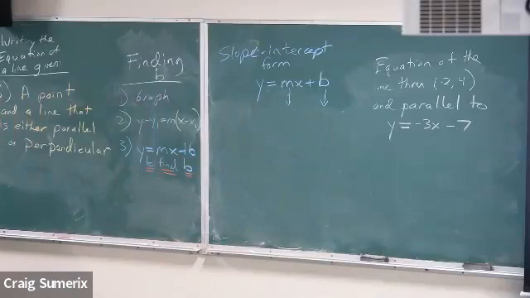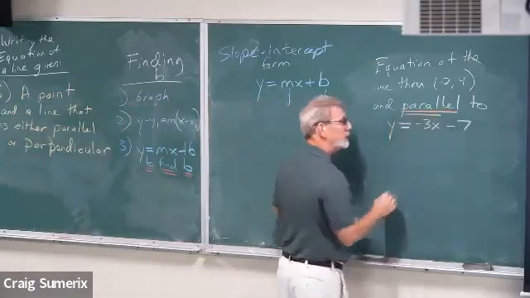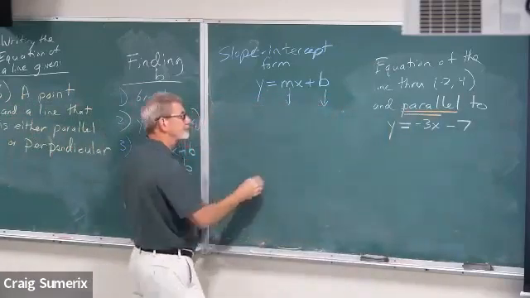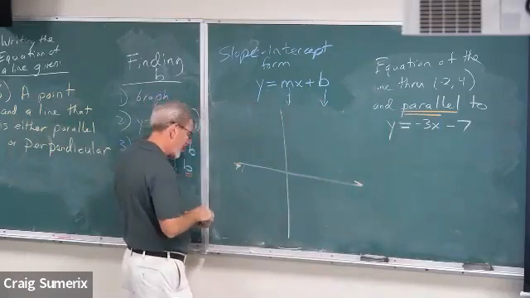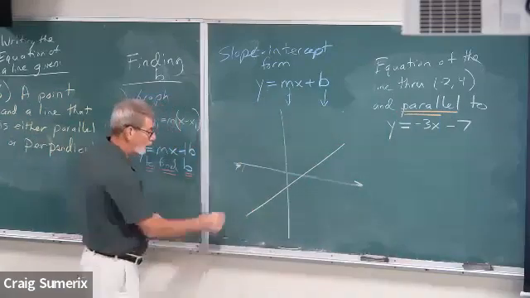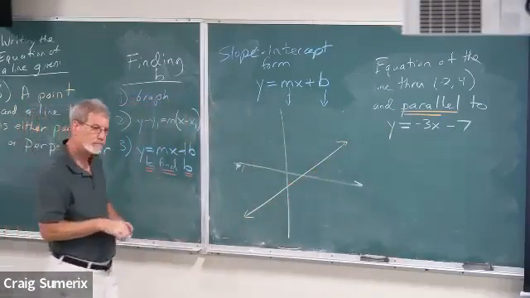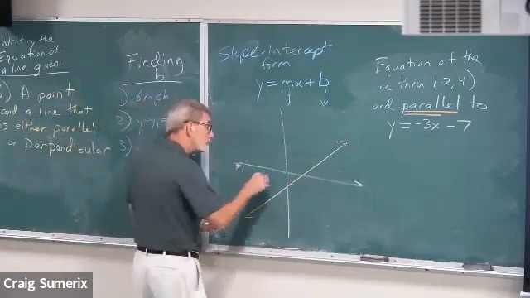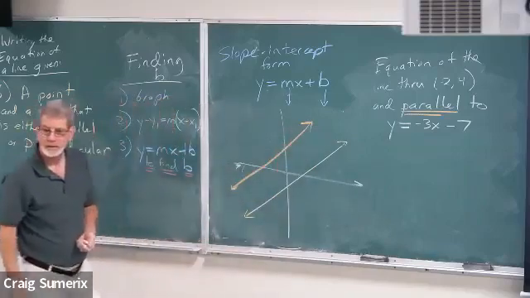Okay. What's the key word here? What's different about this one? Parallel. Exactly. The word parallel. What do you know about parallel lines? If I have a line that looks like this, what would a line that was parallel look like? They never cross, do they?